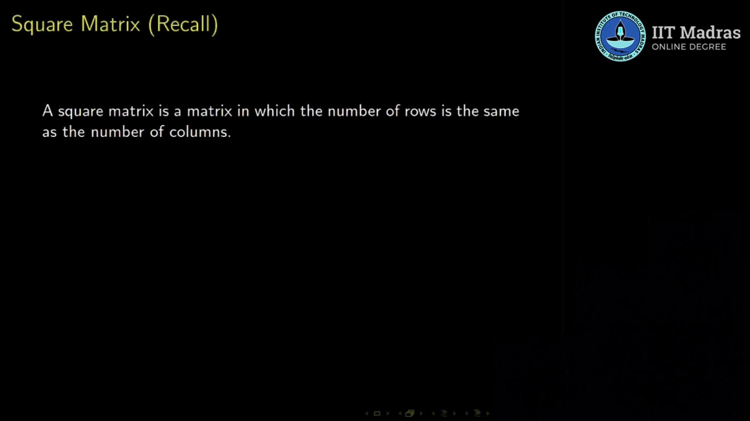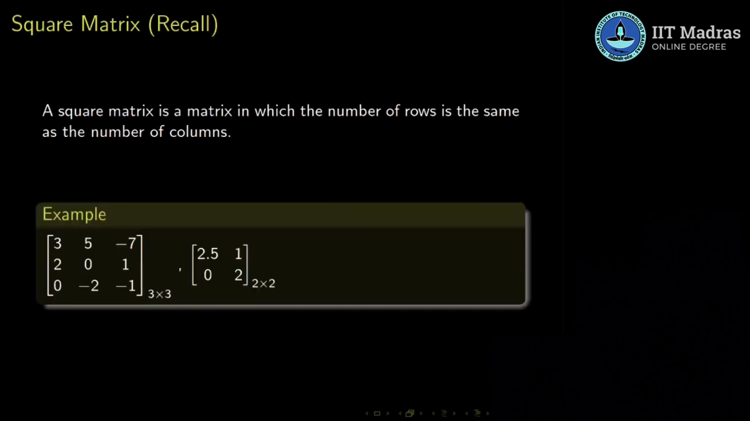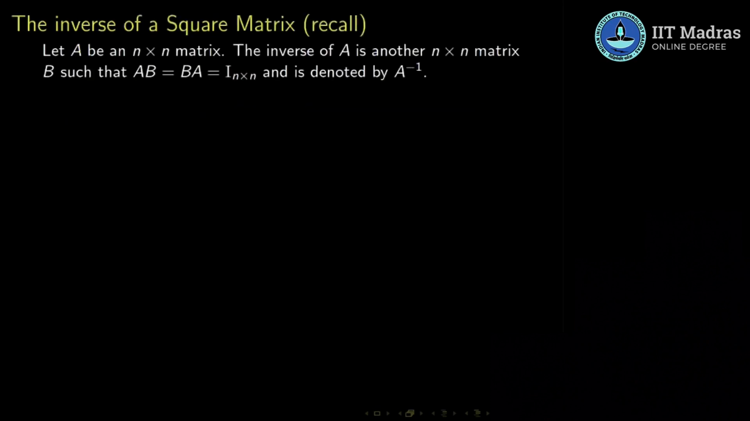Let us recall quickly what a square matrix is. A square matrix is a matrix in which the number of rows is the same as the number of columns. Here is an example. The first one is a 3 by 3 example, the second one is a 2 by 2 example. A non-example would be something which has 2 rows and 3 columns, or let us say 5 rows and 8 columns.